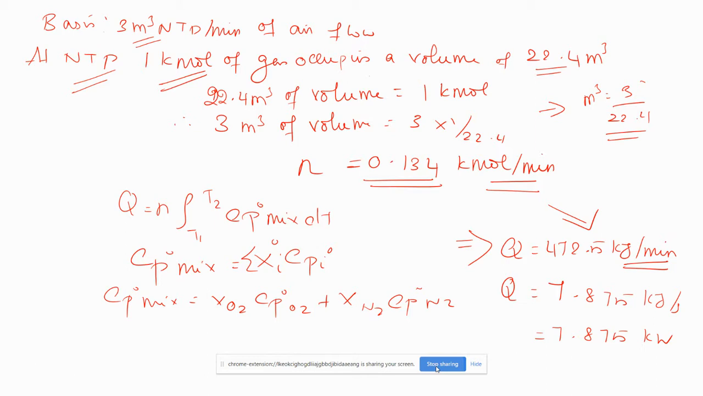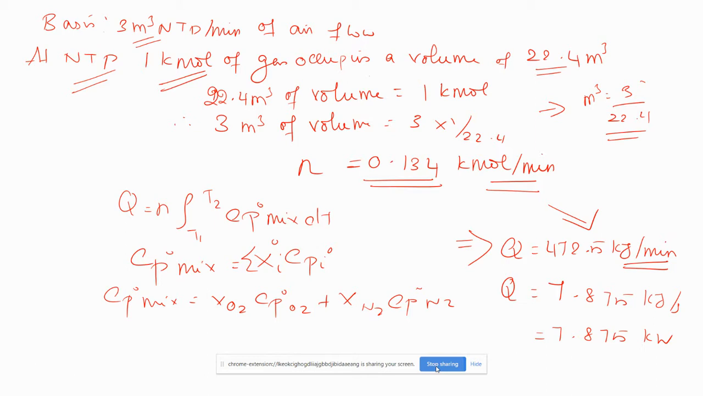Now for B, the basis will be 200 kg of natural gas. Previously it was moles. So here the basis will be 200 kgs of natural gas. So now what we have to find is this 200 kgs, we have to convert it into moles, because the formula is having only moles.